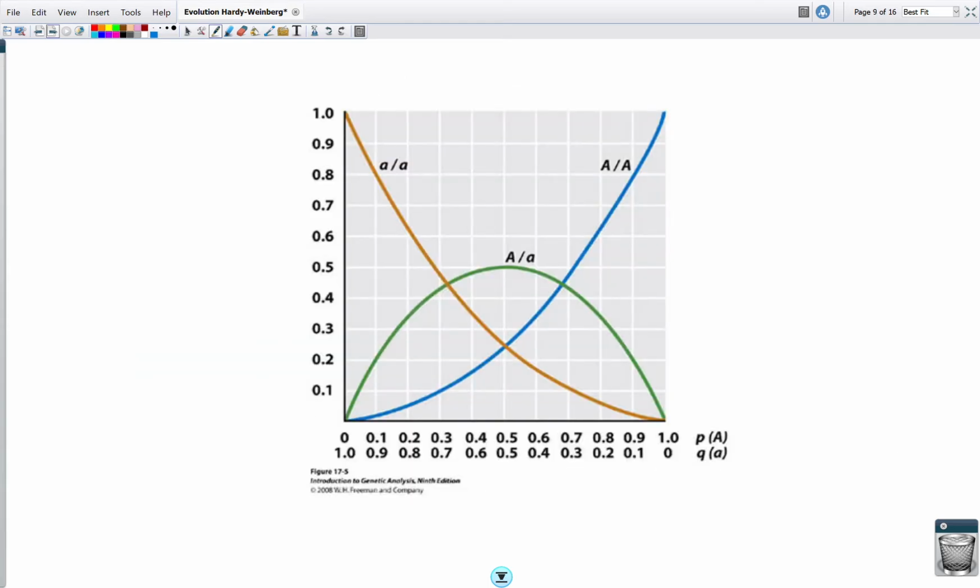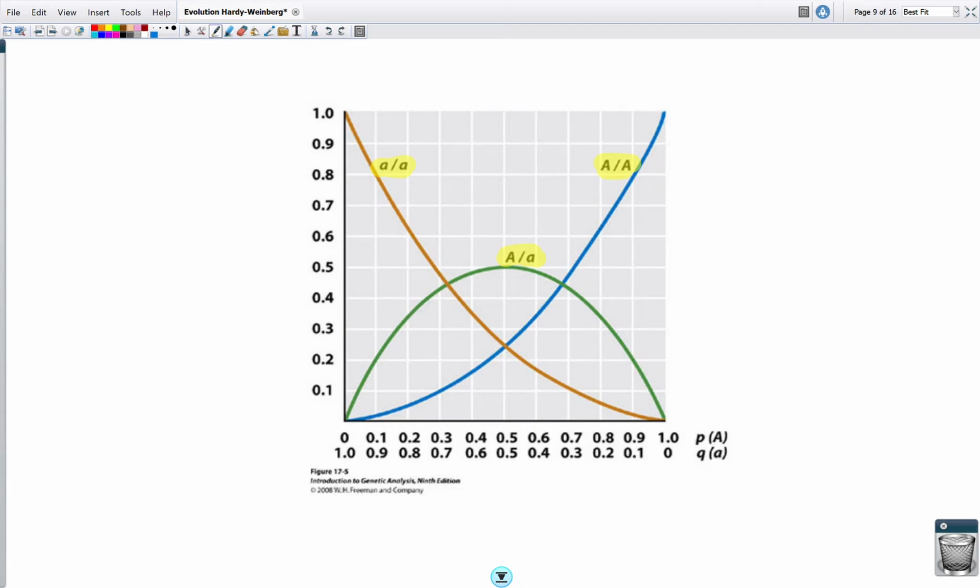I kind of like this graph because it actually shows us a little insight into this, while using a graph to describe and also to help us calculate Hardy-Weinberg equilibrium. Let me show you what I mean. We have our three conditions. We have in orange, our homozygous recessive line. Here in green, we have our heterozygotes. And here in blue, we have our homozygous dominants.